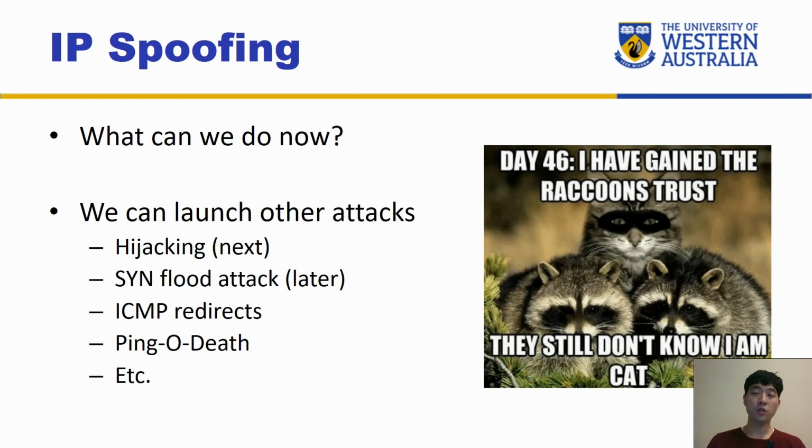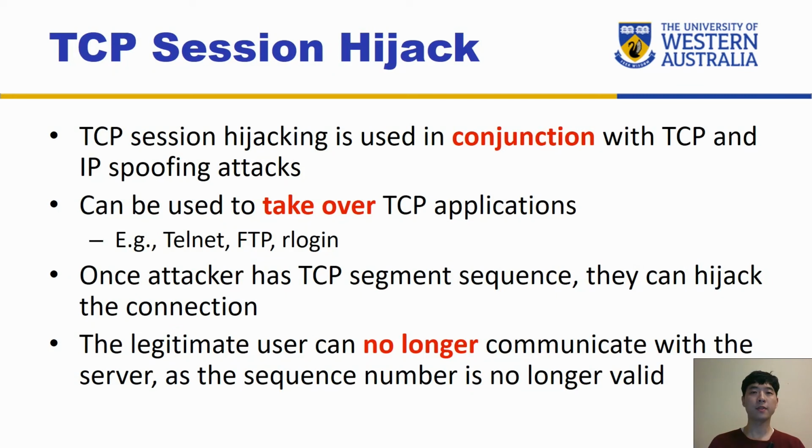Once you have spoofed the IP packet, through hijacking the TCP and then spoofing the IP, from here we can do a lot of other stuff. Things like hijacking the rest of the whole application stack, SYN flood attacks, ICMP redirects, ping of death, etc. So let's have a look at hijacking. We have reset the TCP and then spoofed the IP. In addition to that, we can perform a full TCP session hijacking in conjunction with the TCP and IP spoofing.